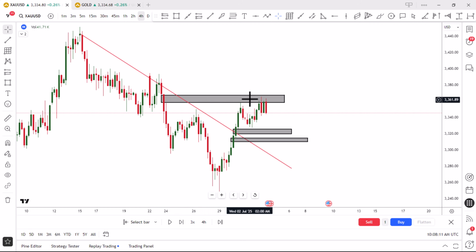This fair value gap right here stopped it from pushing because it has to pull from a place that has much more liquidity, right? And which place has it? We have a fair value gap right here, another fair value gap right here.